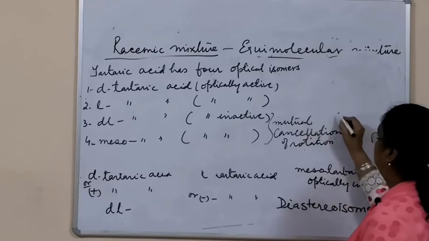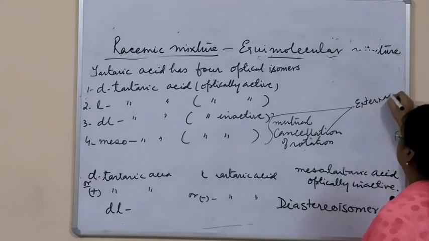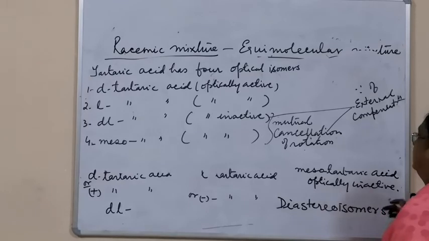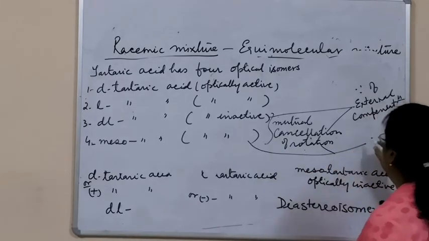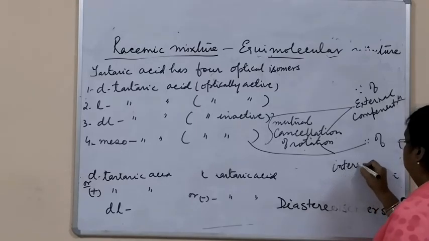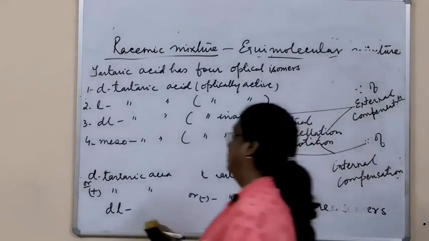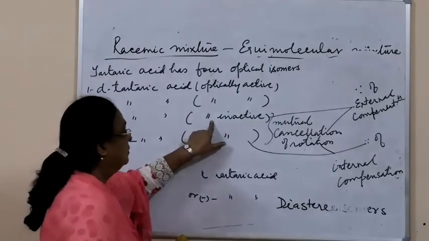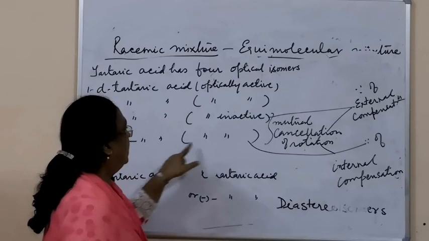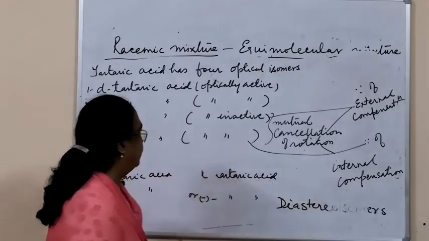In this case, this cancellation is because of external compensation, and in this case the cancellation is because of internal compensation. So this is optically inactive due to mutual cancellation of rotation because of external compensation. Meso tartaric acid is optically inactive due to mutual cancellation of rotation because of internal compensation.